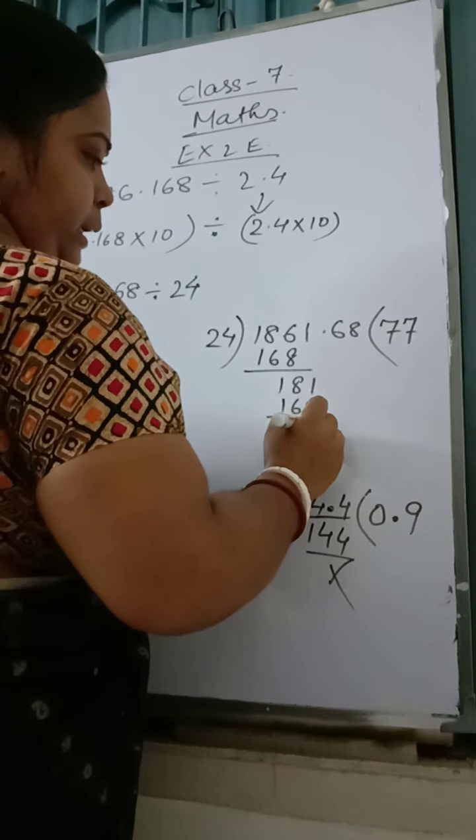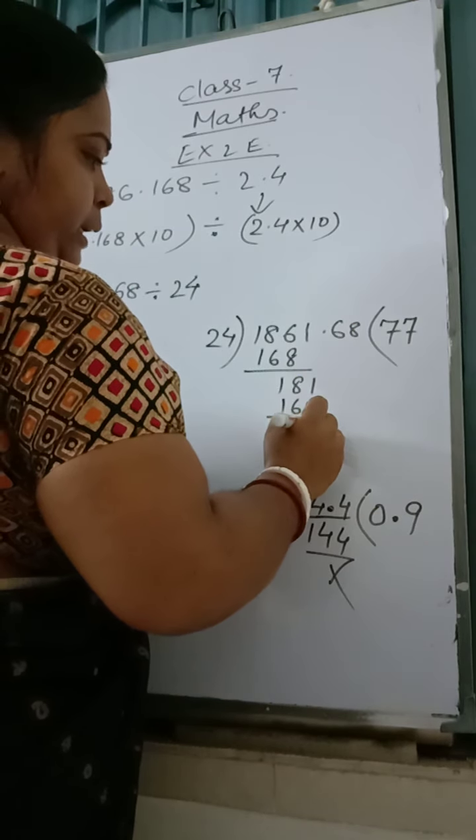Then there is a point, so this point will come here. 6 will come down. Now 5 times. 5 4s are 20. 5 2s are 10 and 2, 12. So this gives you 16. Then 8 is coming down. 7 times, 168. So this gives you 77.57. Clear?